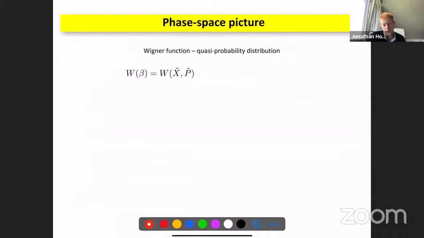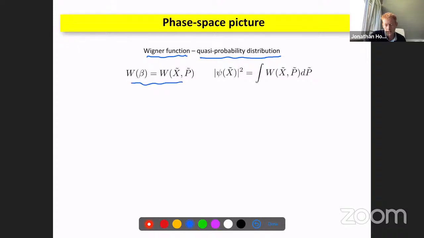And just to say something about these phase space pictures that's important for understanding things. I'm going to plot this Wigner function, and I call it a quasi-probability distribution because it can be negative. Maybe I can give you an argument why the negativity is important. One of the important things about this Wigner distribution is that I can get the probability density in position by integrating over the momentum of the Wigner function.